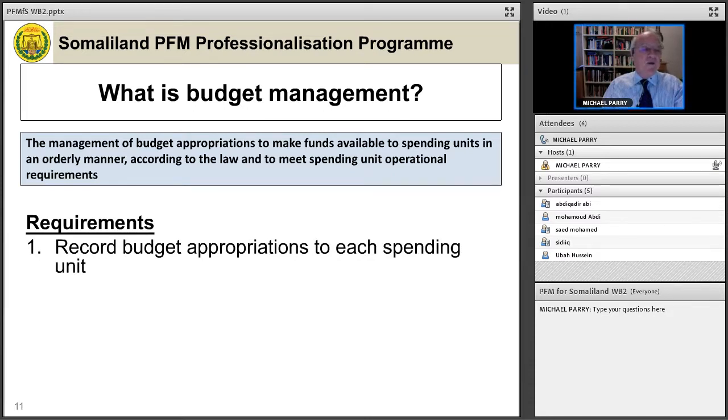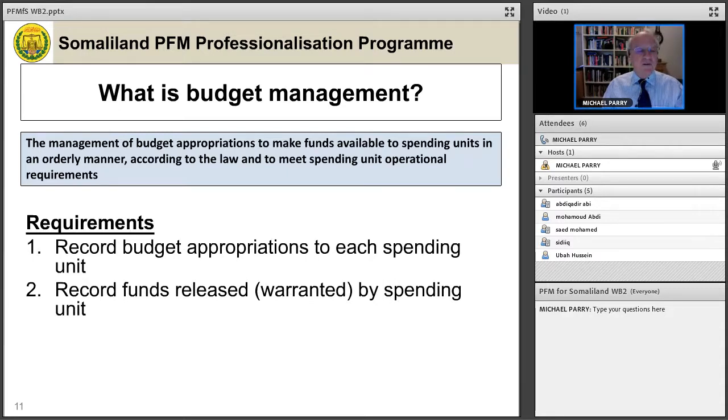And the requirements of a budget management system. Well, first of all, it's got to record budget appropriations to each spending unit. That means that a ministry like the Ministry of Health has got to be able to allocate its own appropriation over the different spending units. It sounds easy. Sometimes it can be complex. I know that in Nepal, for example, they were never able to get that arithmetically correct. If you added up all of the appropriations to spending units, it never came back to the budget figure. They always got it wrong.